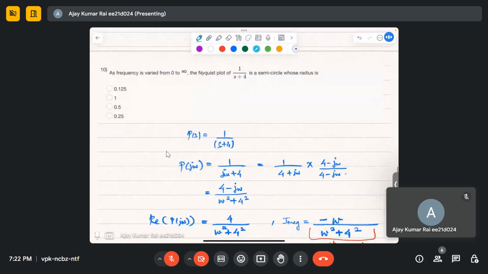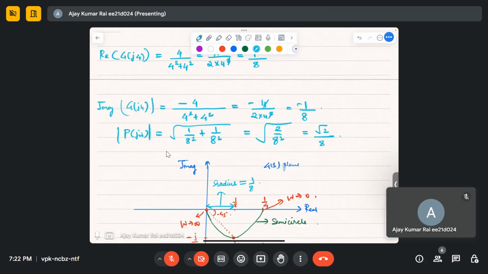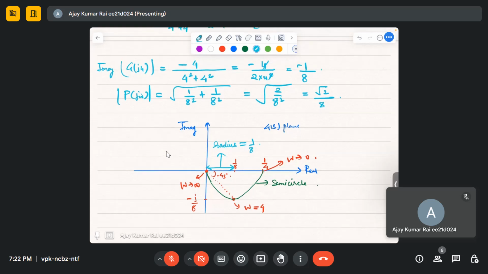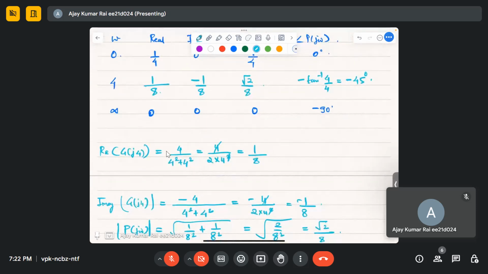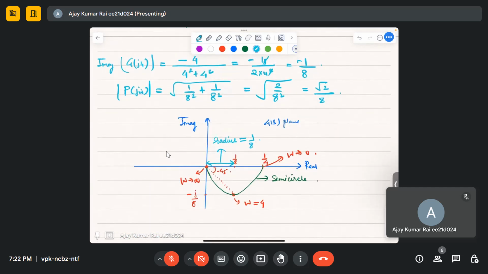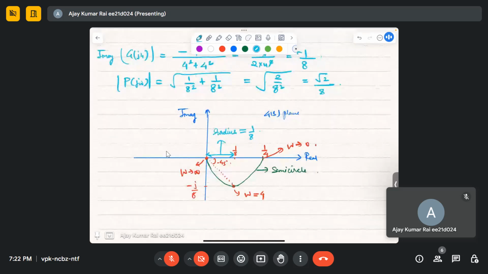Like 1 by 4 is 0.25. 0.25 divided by 2 is 0.125. So already in the question it's given that it's a semicircle. What we needed to find out is at omega equal to 2 and omega equal to 4, what are the real and imaginary parts. This distance we have again calculated, which is 2 by 8, though it's not useful. Angle is minus 45, but we know.